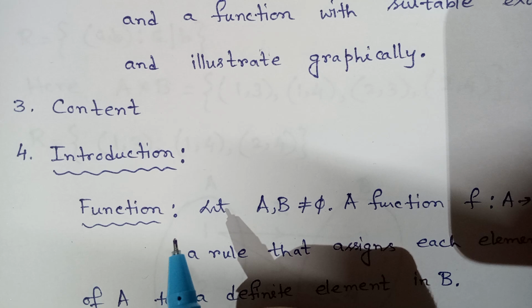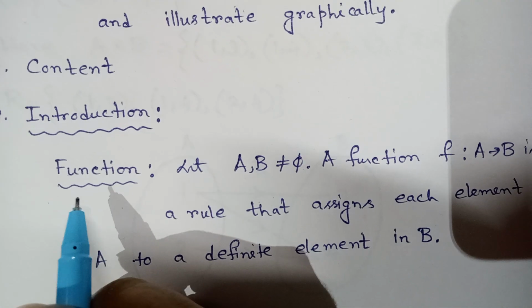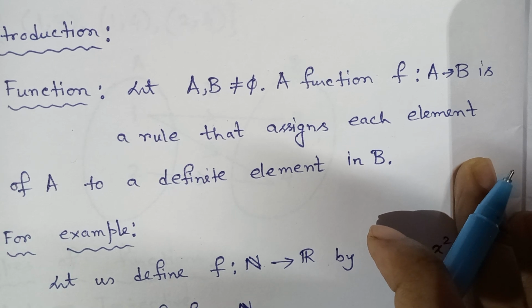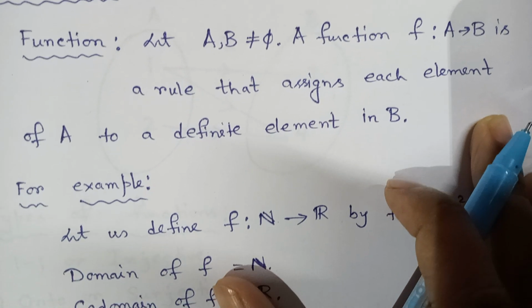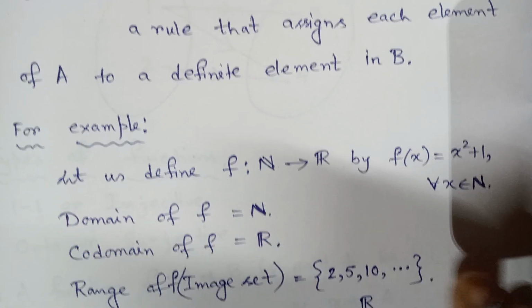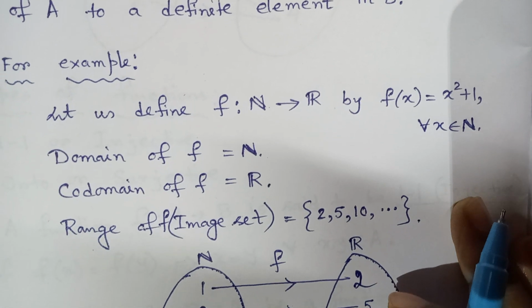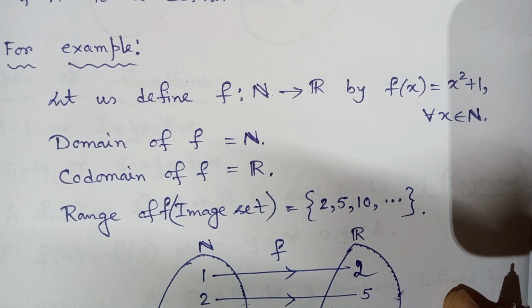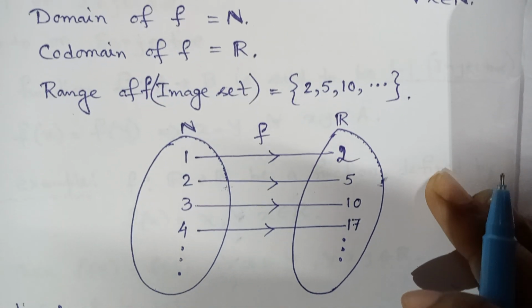In the introduction page you have to write the definition of function. This is the definition of function. Next we have to write the example of function, and here we explain the domain, codomain and range of the function. Next we have to give the arrow diagram.